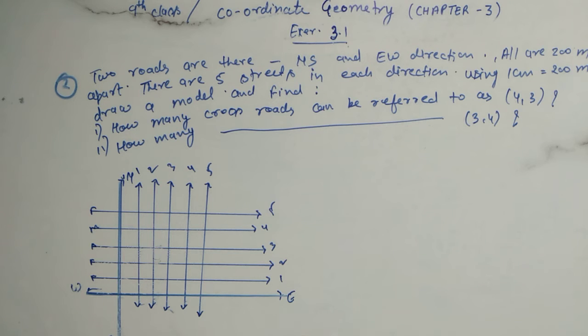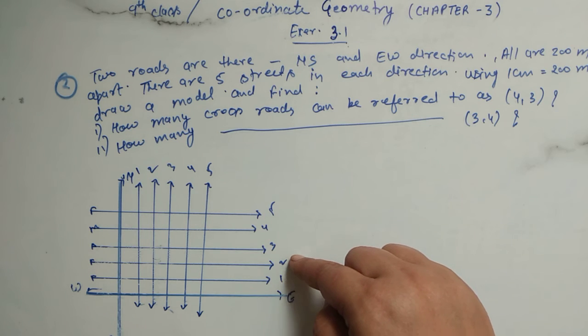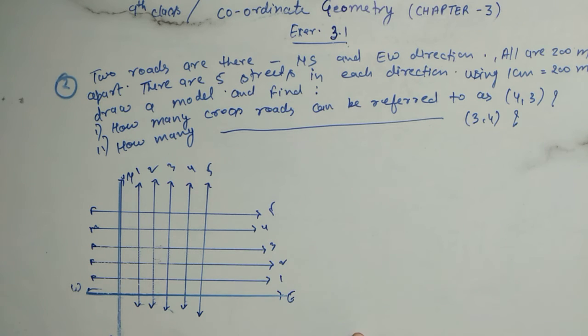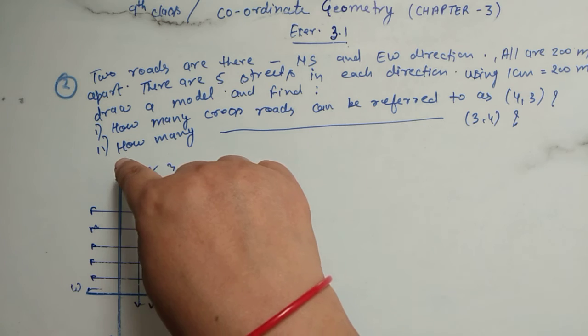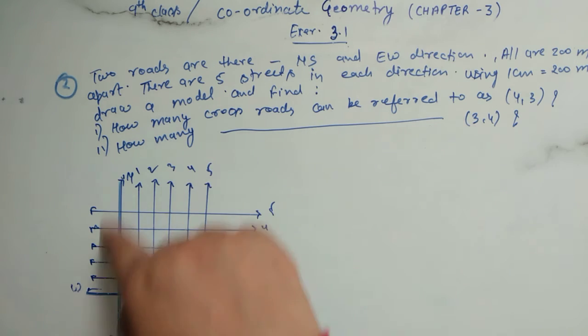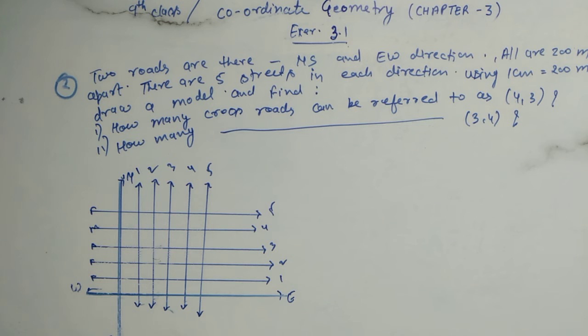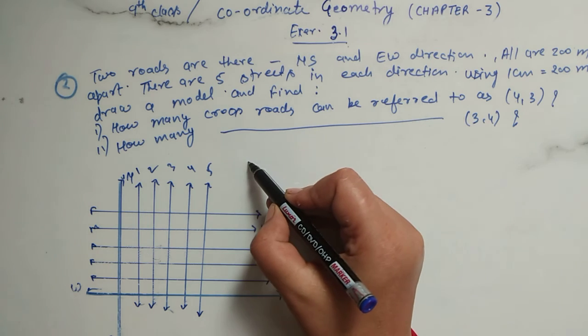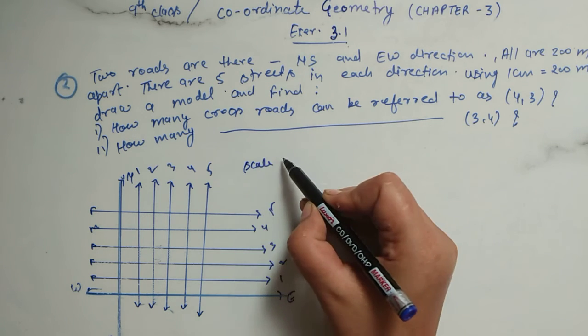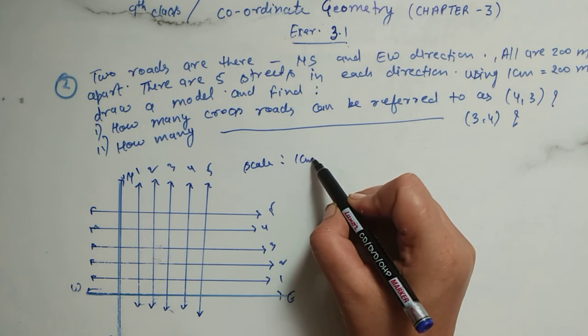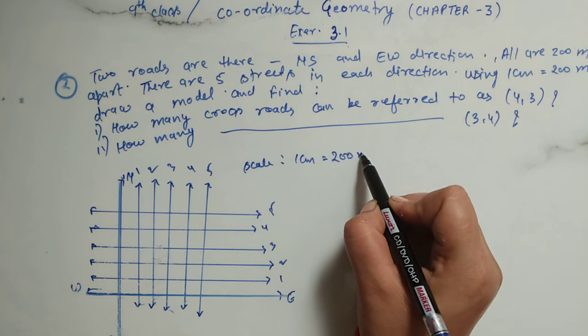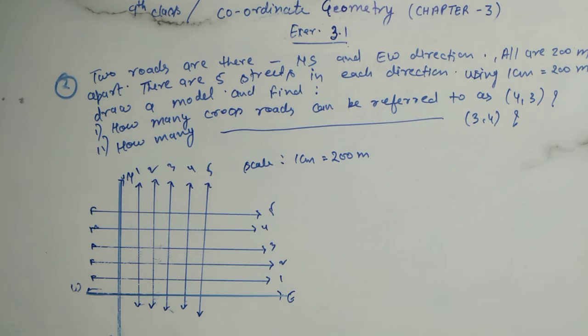The remaining streets I have considered as 1, 2, 3, 4, 5 parallel to west-east and 1, 2, 3, 4, 5 parallel to north-south. So this is the model we are finding. And you can also write the scale that is given to you. The scale is a must: 1 centimeter is equal to 200 meters. So this is our model.